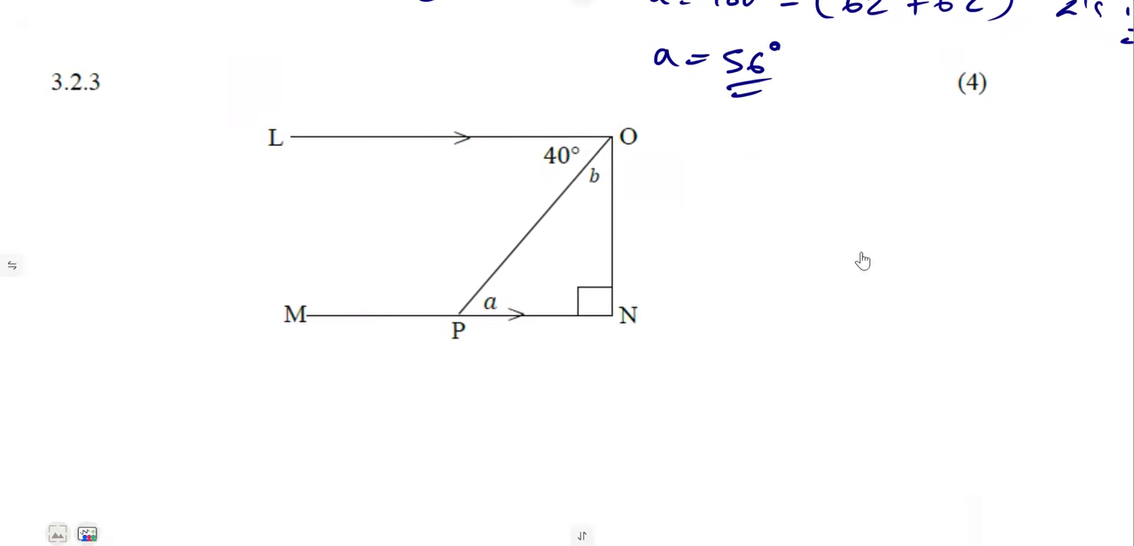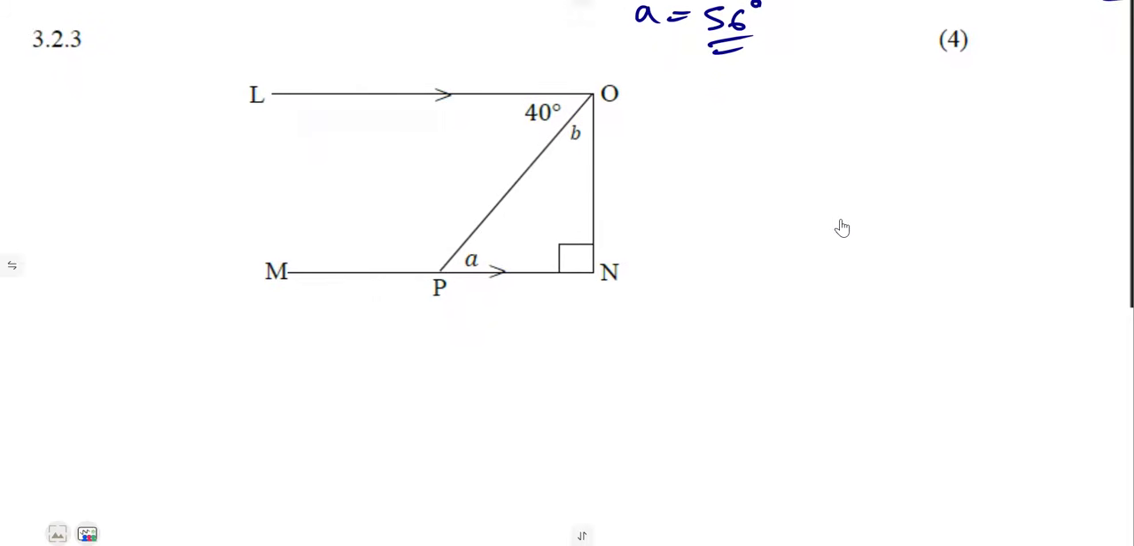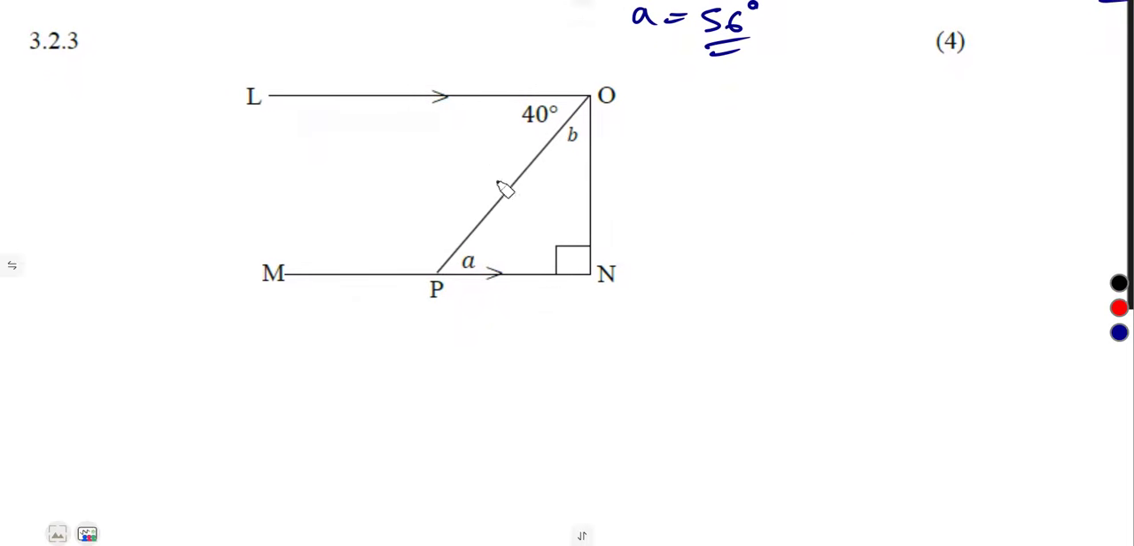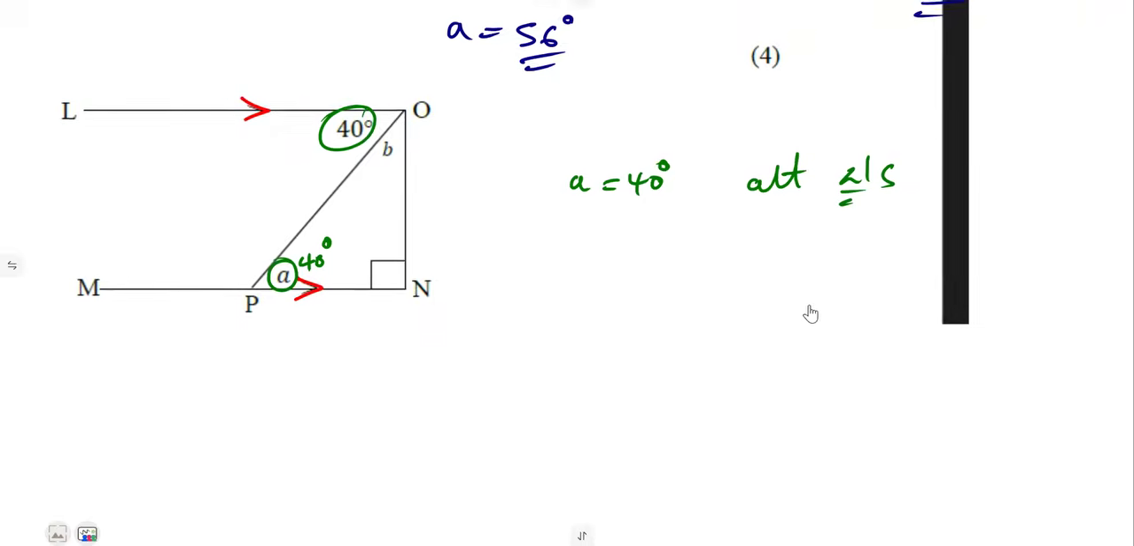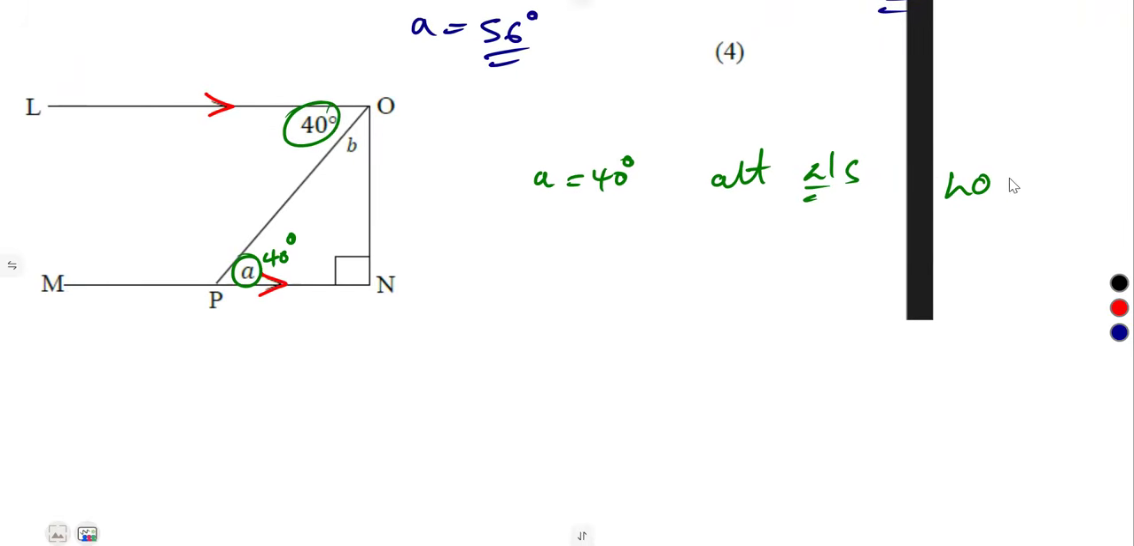And on 3.23, there is this shape. All right, let's look into it. Two lines are given that are parallel. So meaning to say we've got alternate angles. We are forming a Z here. Alternate angles. Angle A and the 40 degrees are supposed to be exactly the same. So A is equal to 40 degrees. These are alternate angles, as line LO is parallel to MN.